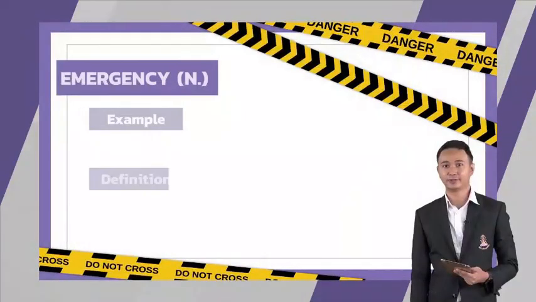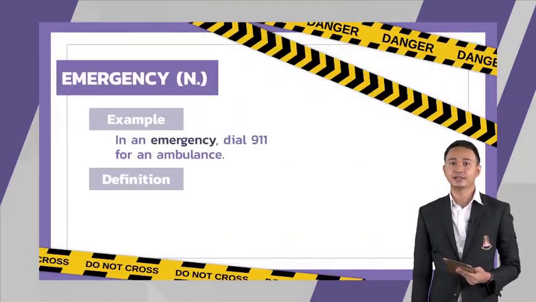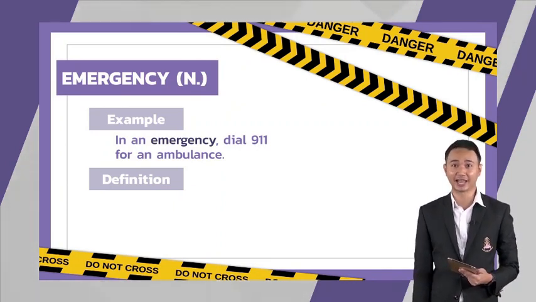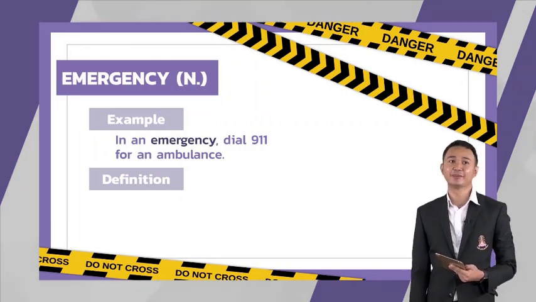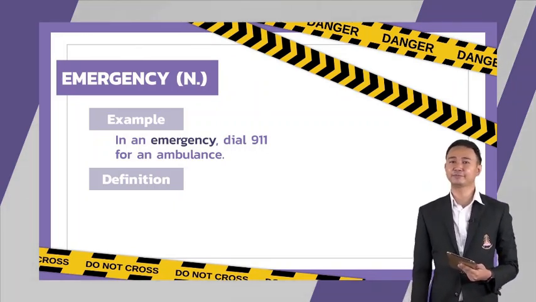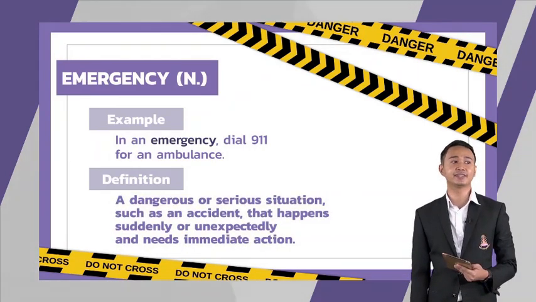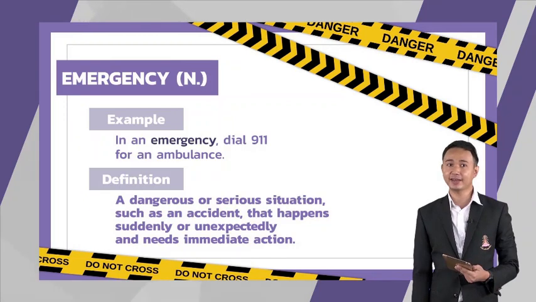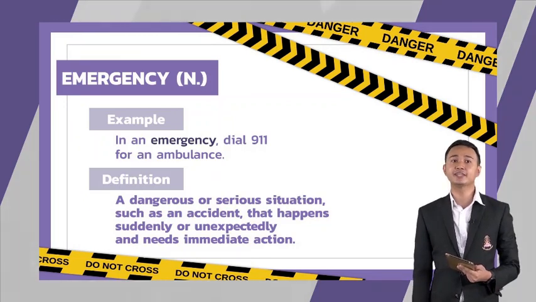Next, emergency. For example, in an emergency, dial 911 for an ambulance. ในสถานการณ์ฉุกเฉินให้กด 911 ครับ แต่ว่าเมืองไทยกดอะไรเอ่ย 191 นะครับ Okay. Can you guess the meaning from the context? It means a dangerous or serious situation, such as an accident that happens suddenly, unexpectedly, and needs immediate action.